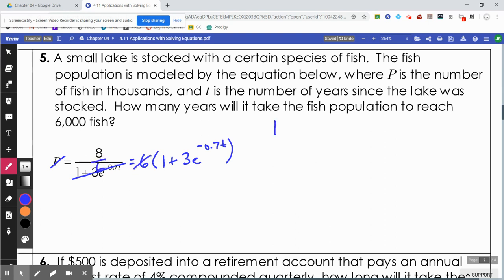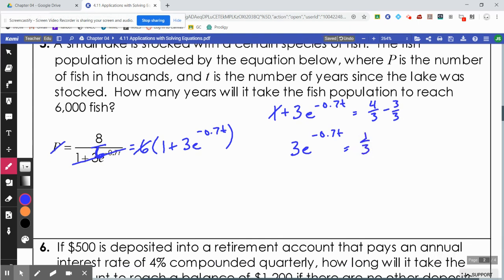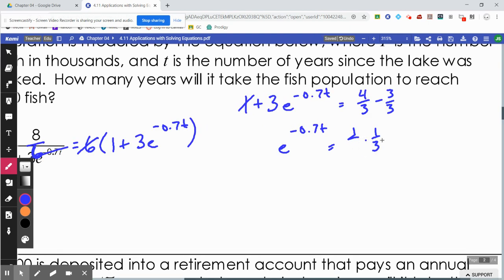So we're going to have 1 plus 3e to the negative 0.7t equals 8 over 6, which can reduce to 4/3. That would be 3e. Let's get rid of the 1 by subtracting. 3e to the negative 0.7t equals, subtract 1, which is 3/3, and you're going to be left with 1/3. Let's get rid of the 3 by dividing, which is the same thing as multiplying by the reciprocal. And that's going to turn this into, let me zoom in just a little bit, a 1/9.